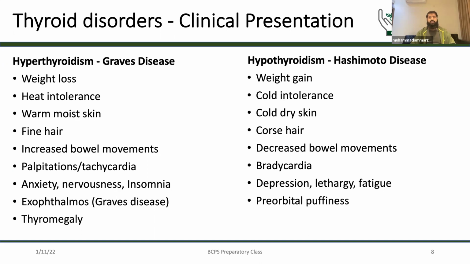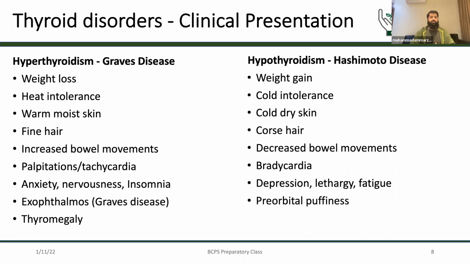In contrast to this, in hypothyroidism, there is weight gain, there is cold intolerance, the skin would be cold or dry, there would be coarse hair, bowel movements would be decreased, bradycardia would be there in extreme cases, depression, lethargy, fatigue, and periorbital puffiness could be present in the patient of Hashimoto disease.